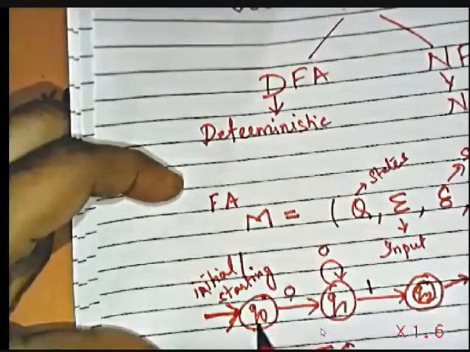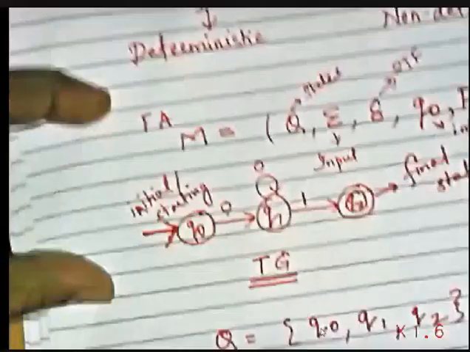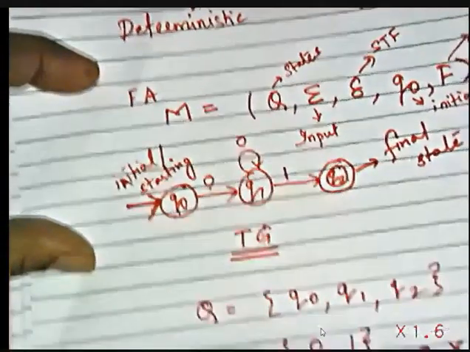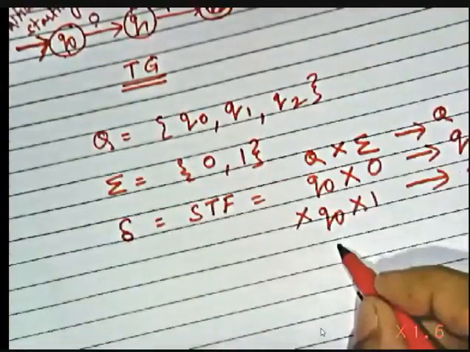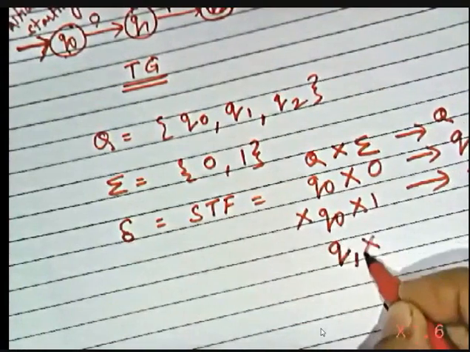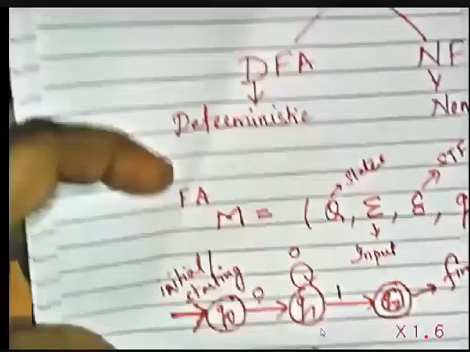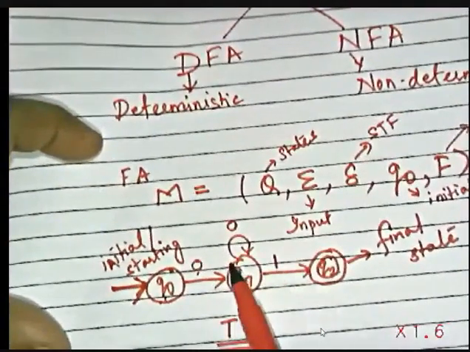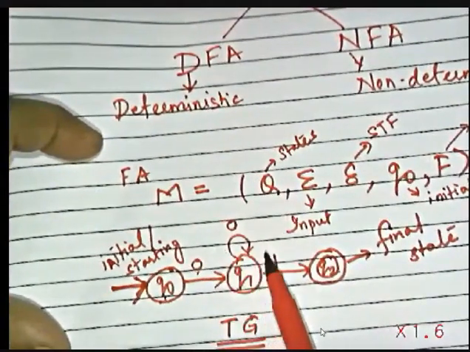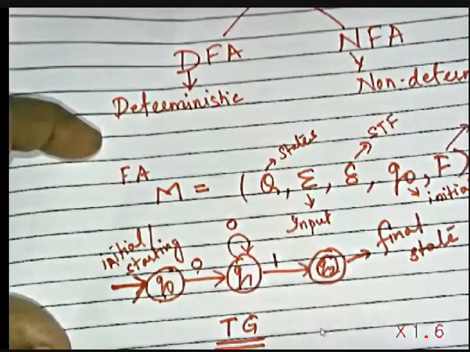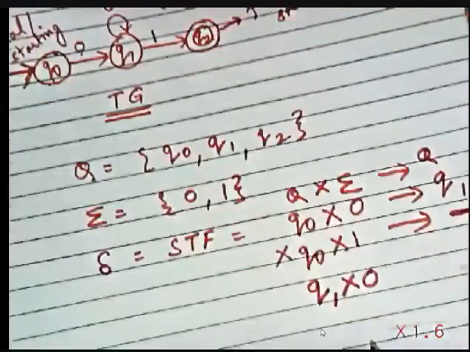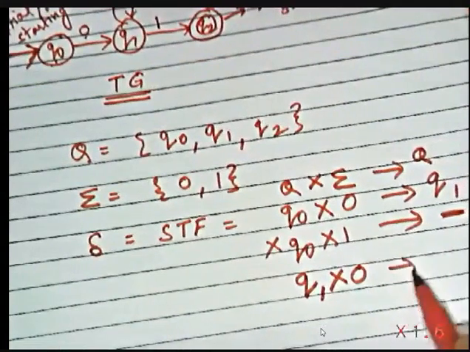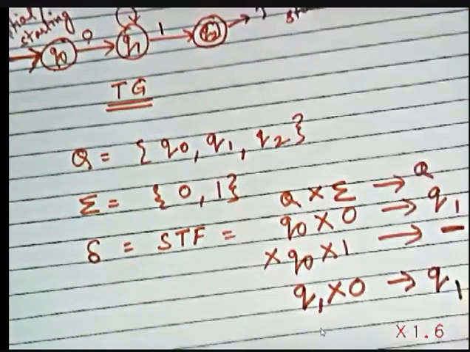Now Q0 with the input symbol 1, it is not moving anywhere. So I have kept it as dash. Similarly, my next will be what? Q1 into 0. Is there any indication in this diagram? Yes. So Q1 on 0 moves to itself. So my current state is Q1, my input symbol is 0, and my next state will also be Q1. Is it clear?